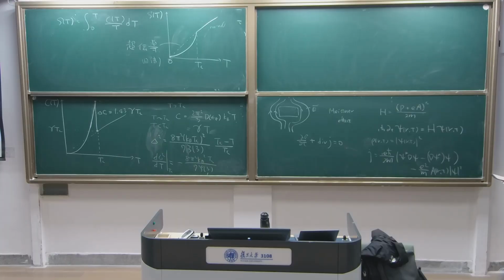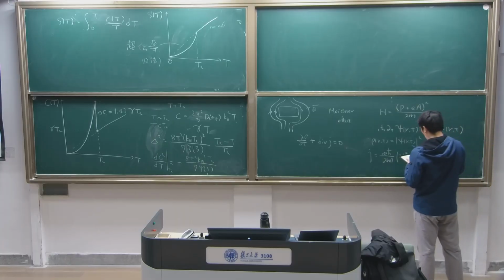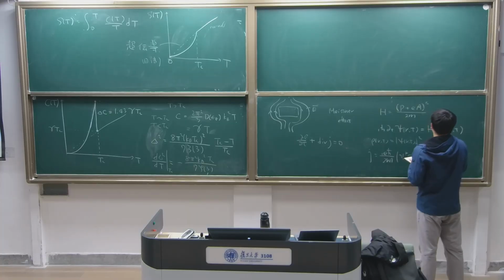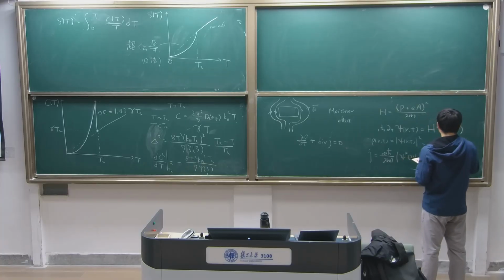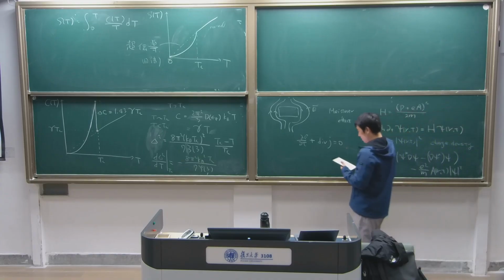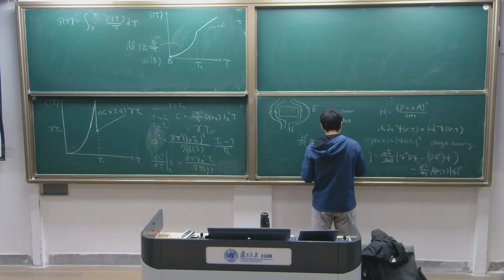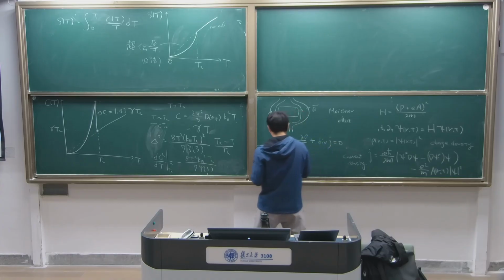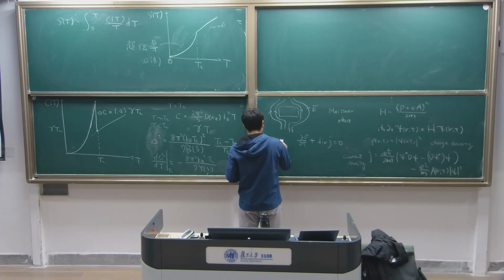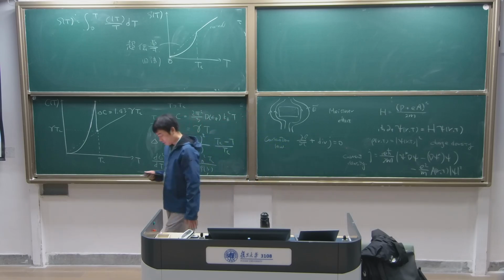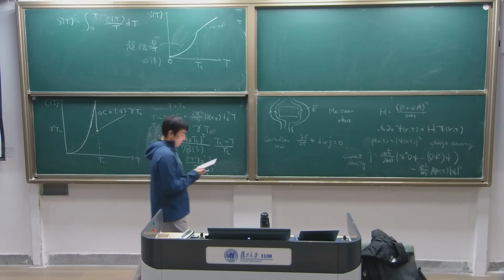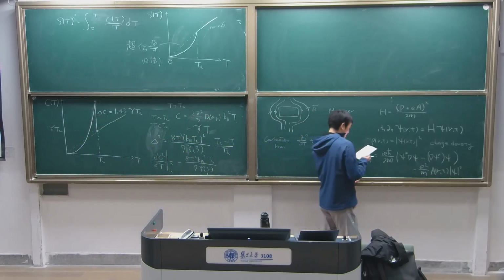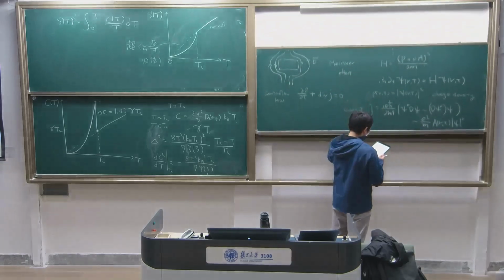So that's charge density. And this is current, current density. And they satisfy the conservation law. Okay, so we start, and you can just promote this one into a conservation.